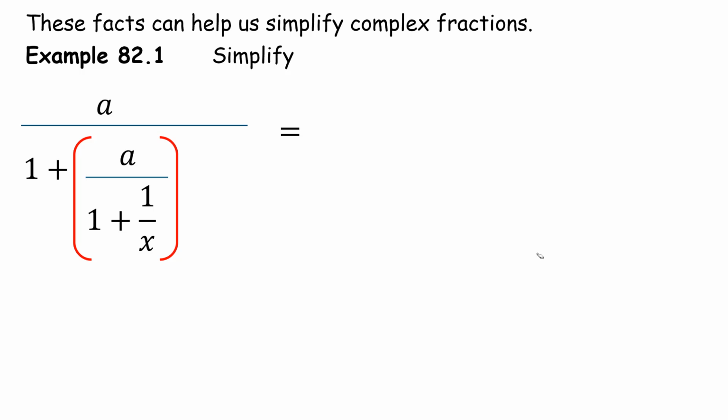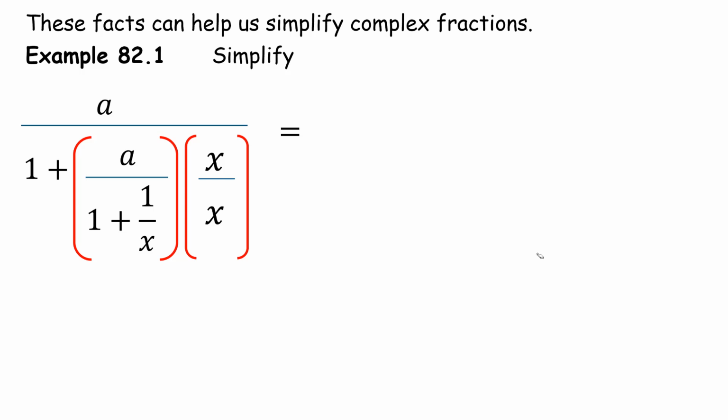So what we're going to do is look at the little fraction that is inside this complex fraction, which is 1 over x, and we are going to multiply the top and the bottom of this whole complex fraction by the denominator of that littlest fraction, which is x. So I'm going to multiply this fraction, a over 1 plus 1 over x, by that. So I'm multiplying the top by x, and I'm multiplying the bottom by x.